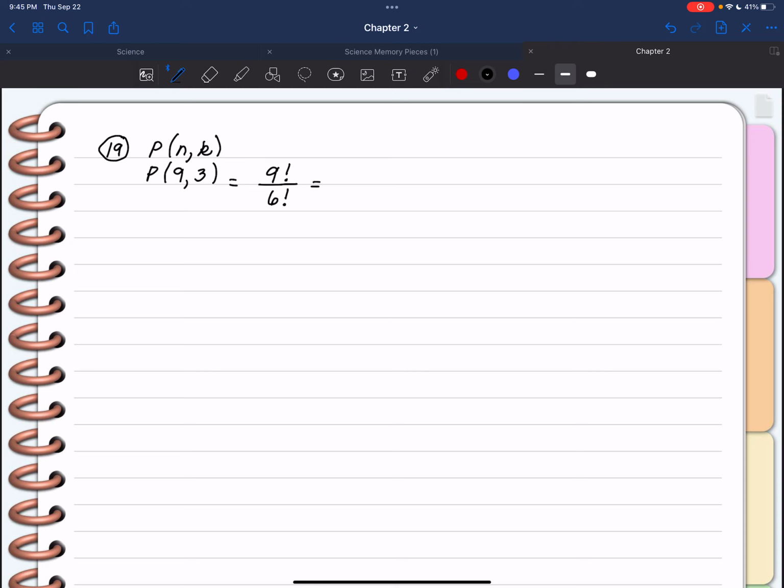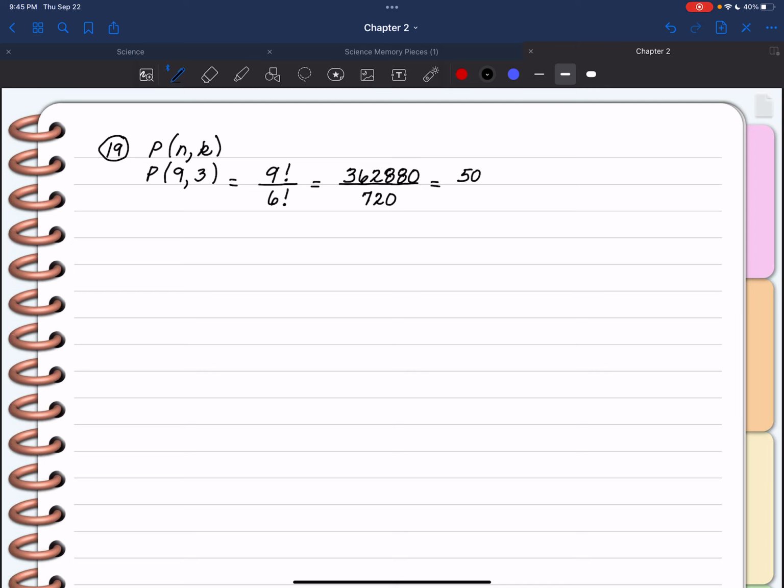Let's go ahead and use the calculator. If you didn't have the calculator, you could do it by canceling, but we do have the calculator, so let's do it that way. So you have 362,880 over 6 factorial is 720. So let's do that division. This is going to give us the number of possible combinations. There are a lot of them.